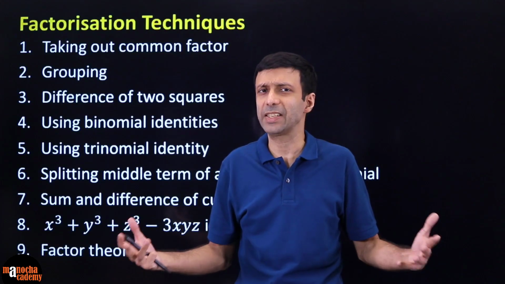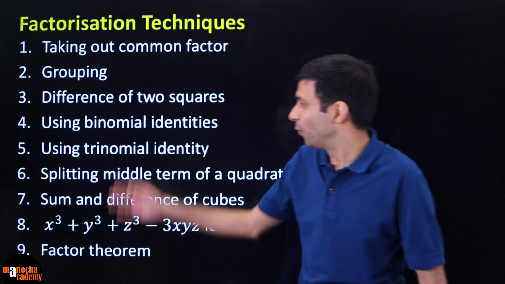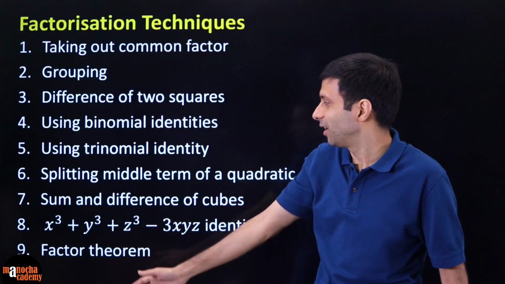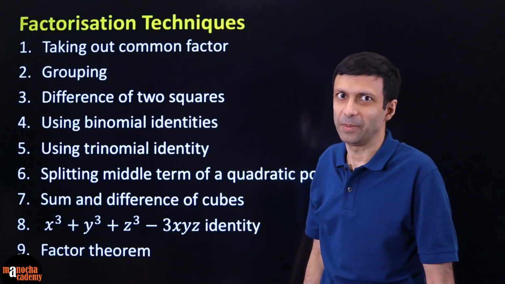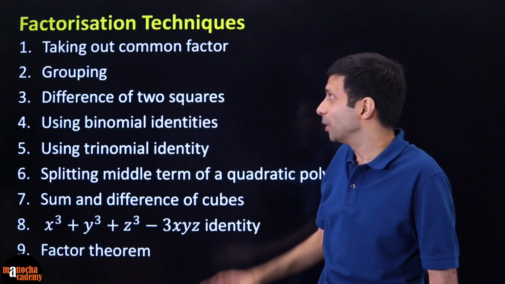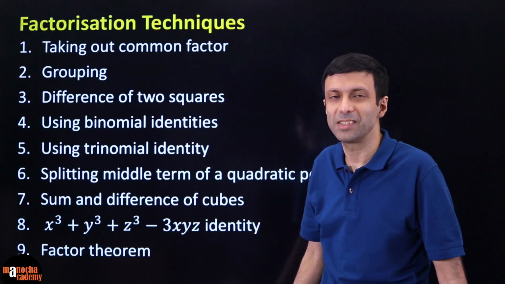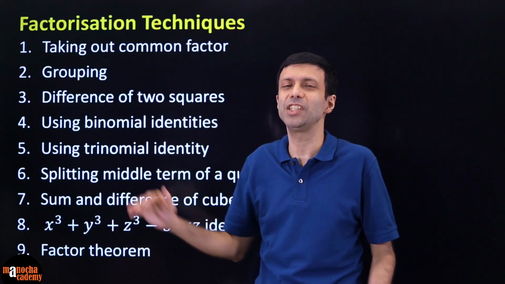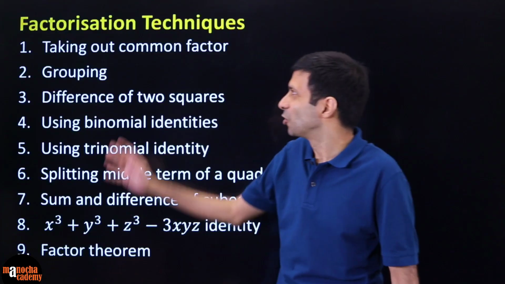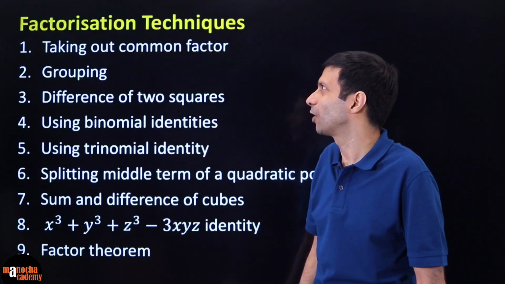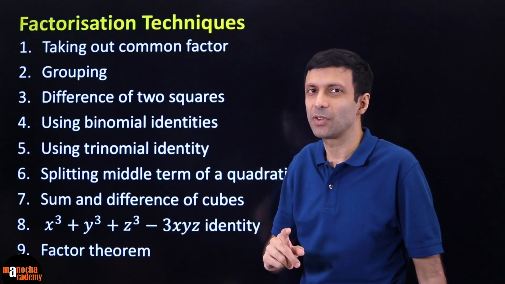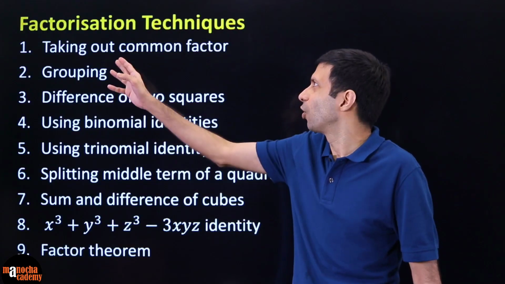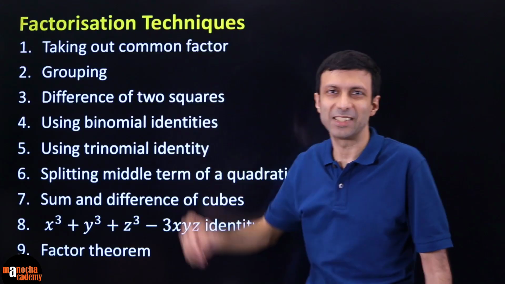So what are the factorization techniques? We are going to do 9. There are 9 methods actually for factorization. You may say, oh my God, so many methods. Don't worry, we are going to take a simple example or maybe 2 examples of each, and I'm going to make it really easy. So these are the factorization techniques that we are going to be learning today, and we'll start with the first one, which is the simplest one, called taking out the common factor.